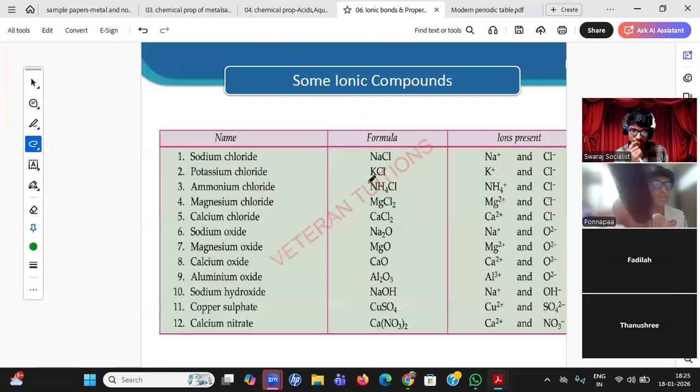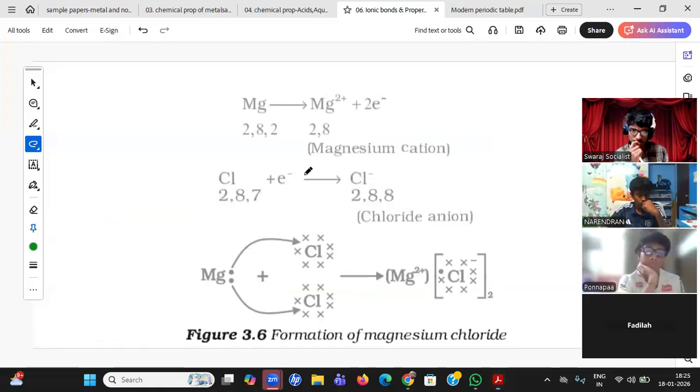So yes, magnesium chloride, I'm sure you can write it. You can write it like this.